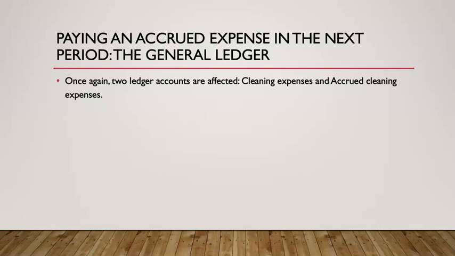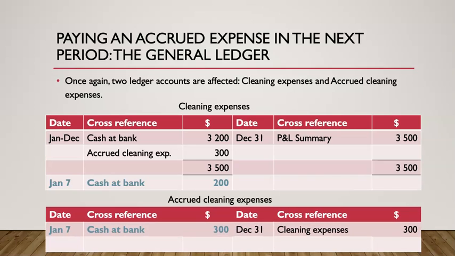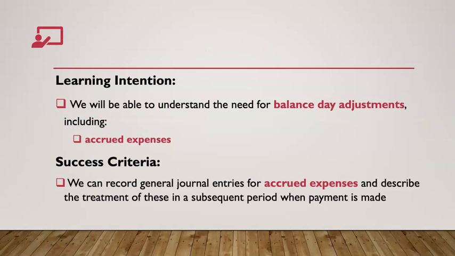So once again, we have two ledger accounts affected, and we need to just make sure that we don't penalise ourselves. Our cleaning expense account now is just going to recognise $200 more of expenses, and we paid them by cash. Our accrued cleaning expense liability account now has a zero balance because we've fixed up that liability owing. And guys, that is how you record a balance day adjustment for accrued expenses.